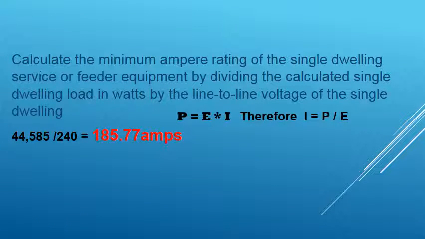Next, we'll calculate the minimum ampere rating of the single-family dwelling service or feeder equipment by dividing the calculated single dwelling load in watts by the line-to-line voltage of the single dwelling. 44,585 watts divided by our 240 volt line voltage gives us a total of 185.77 amps for our service.